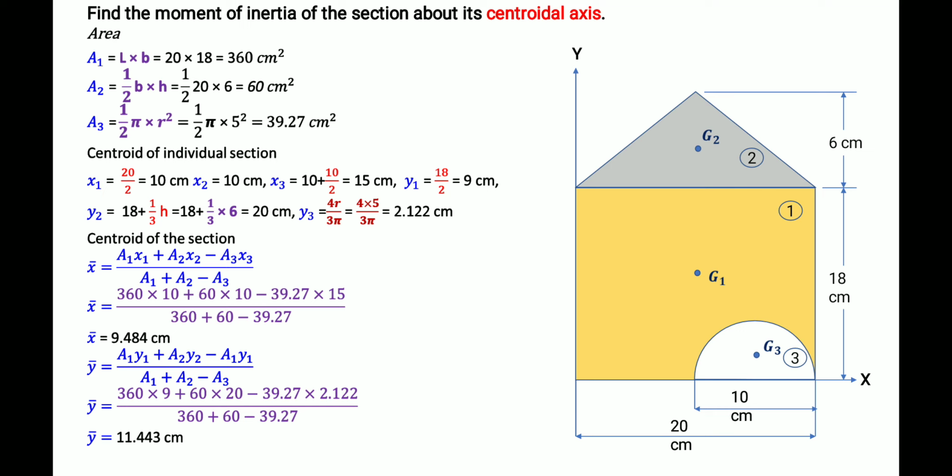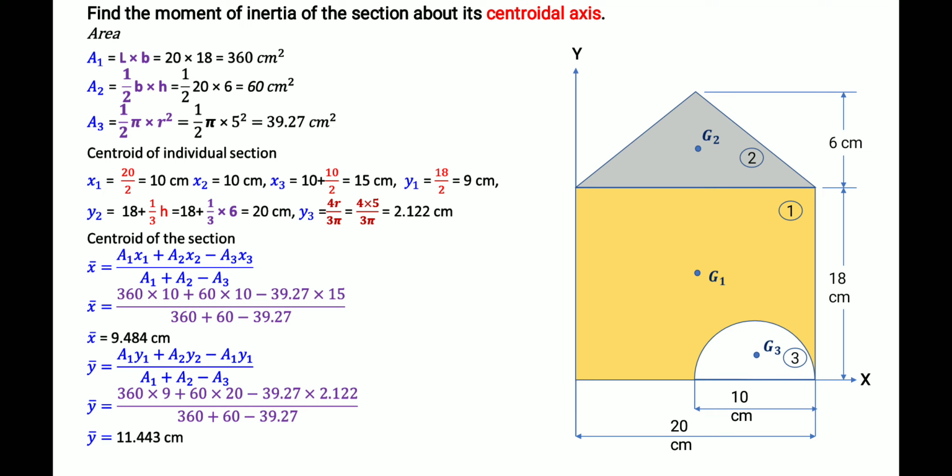Then for obtaining the centroid of the whole section, we need to find these values x1, x2, x3, y1, y2, y3. We know the formula, right? The formula for x bar is (a1 x1 plus a2 x2 minus a3 x3) by (a1 plus a2 minus a3). Here minus a3, minus means which is removed. We take the rectangle as total, and from the rectangle I am removing the semicircular region. So it is minus. Similarly we have the formula for y bar also.